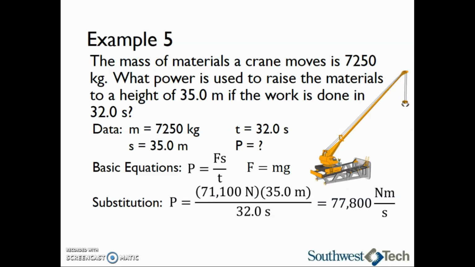We don't usually talk about power in terms of newton meters per second or joules per second. This is the same thing as 77,800 watts, which is usually the unit we express power in. However, since this answer is such a large number, we want to change the metric prefix. 77,800 watts is the same thing as 77.8 kilowatts. So the power to raise these materials is 77.8 kilowatts.